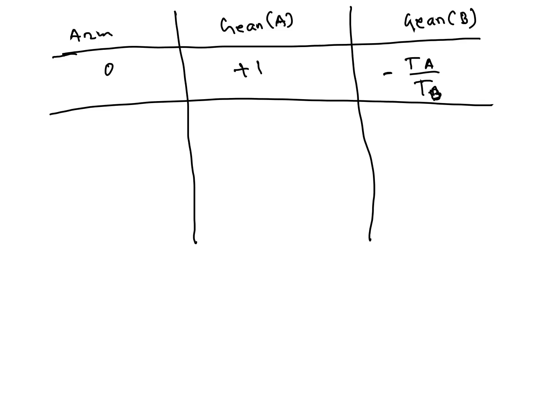Then X is 0 plus X, minus X TA by TB, then add Y. Plus X, Y minus X into TA by TB.